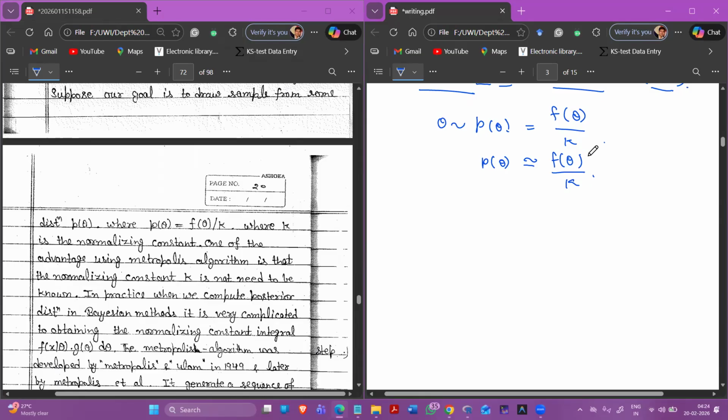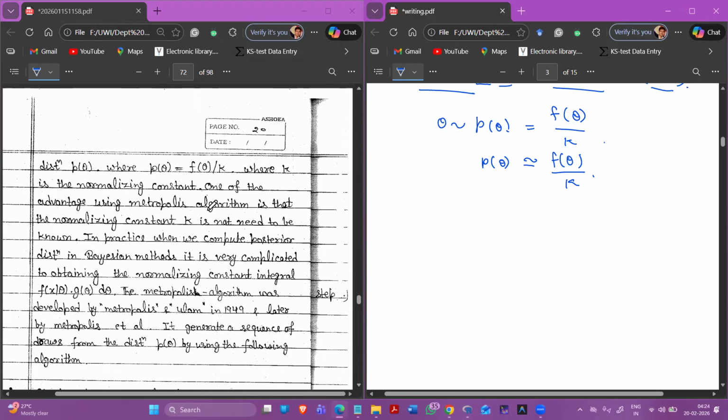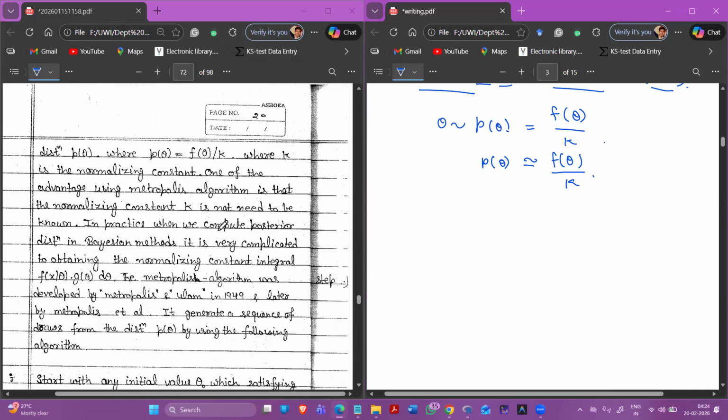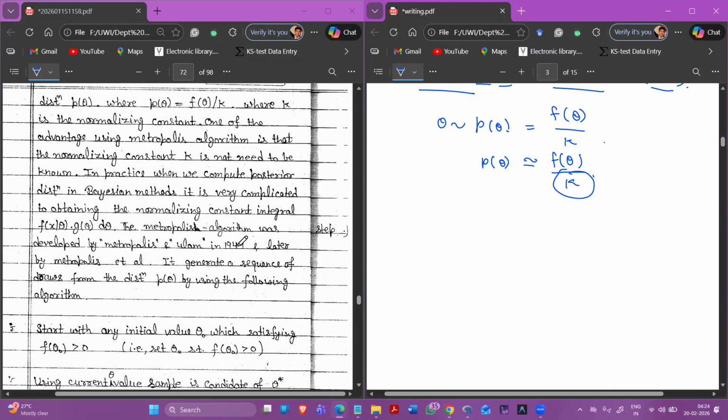Here, if I can write it like this, my density function of theta. One of the advantages of using the Metropolis algorithm is that the normalizing constant does not need to be known. Why are we saying that it does not need to be known? Just remember, we don't need to know the value of k here. In practice, when we compute the posterior distribution in the Bayesian method, it is very complicated to obtain the normalizing constant.